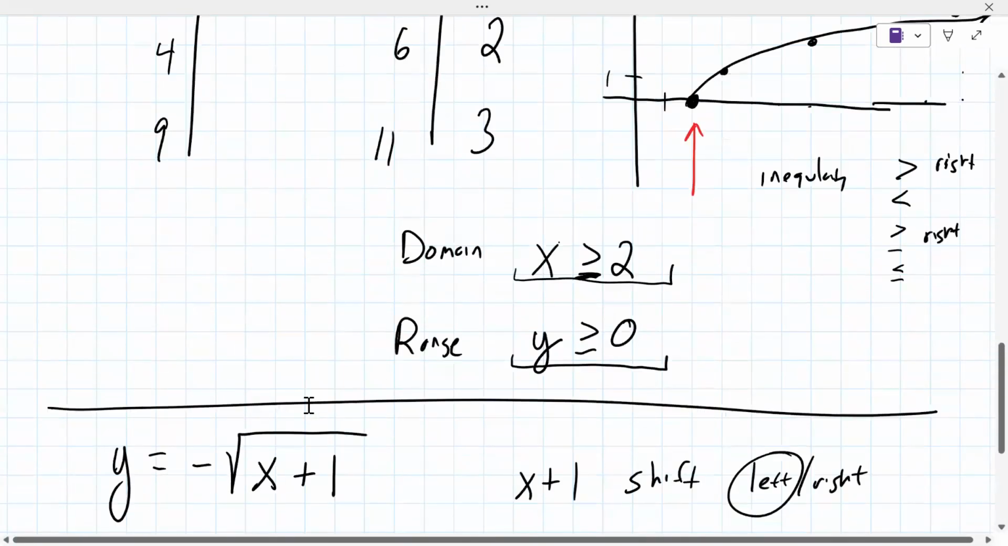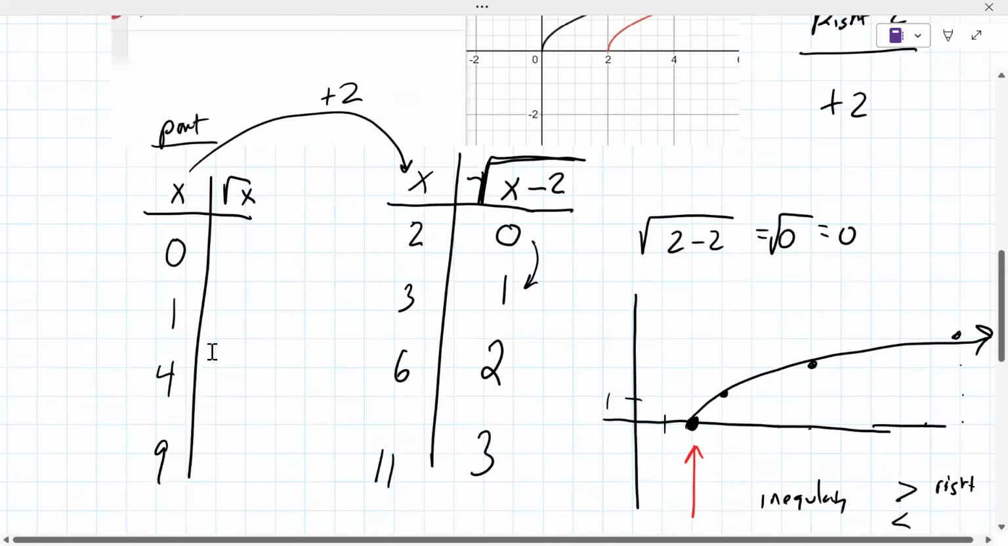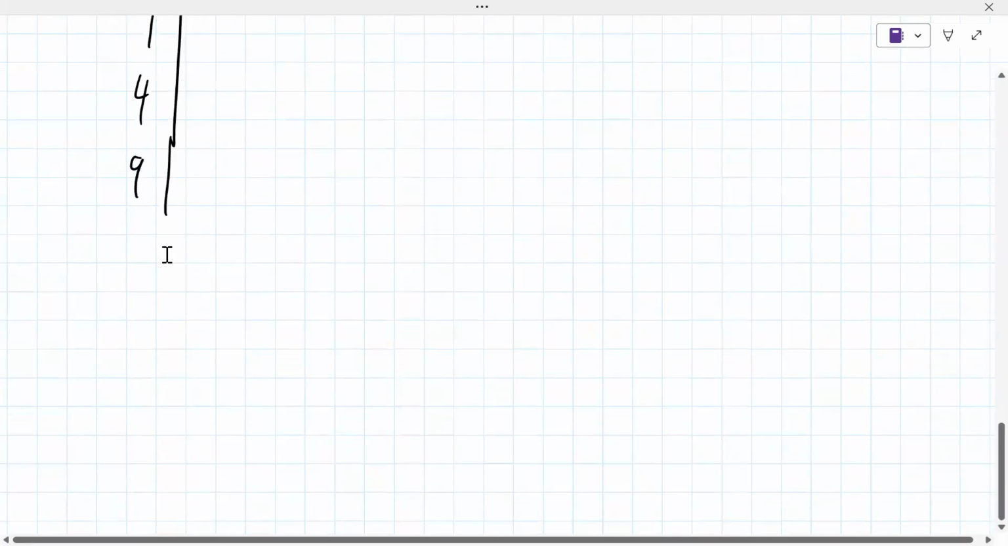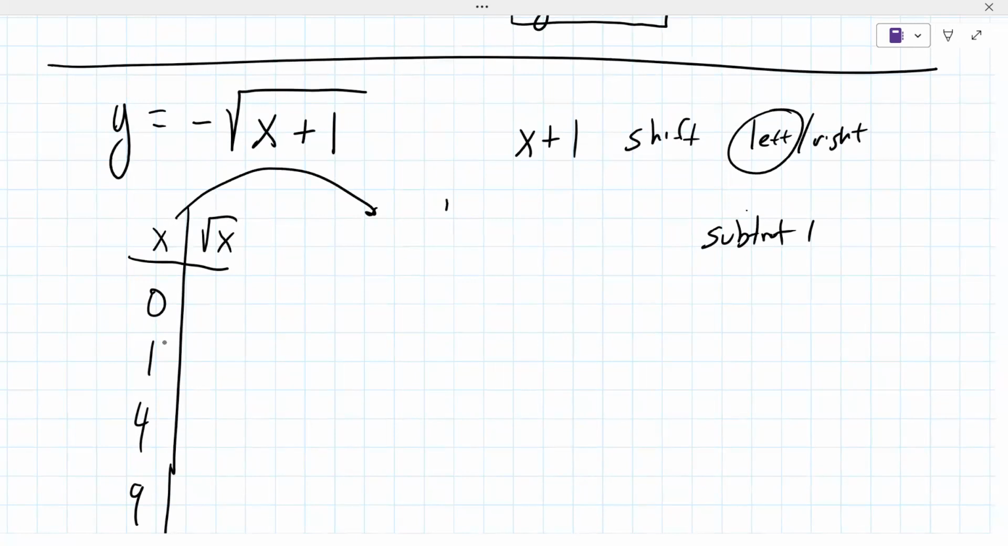Do you remember me telling you this at the beginning of the lesson? I said I'm probably going to ask you for these in the lesson today. Have I asked you for them? Yeah, once, now twice. Guess what I'm going to do in the next problem? I'm probably going to ask you for these values again. Now, shift left 1 means you're going to subtract 1. So I want you to subtract 1 from all of these x values, please.